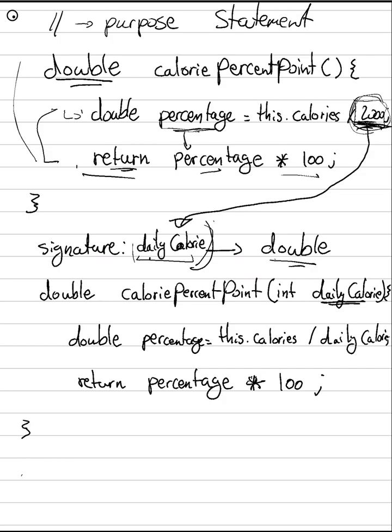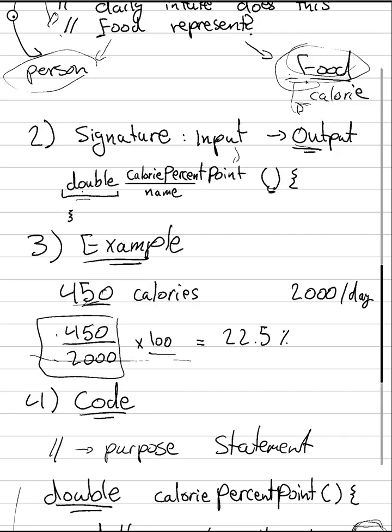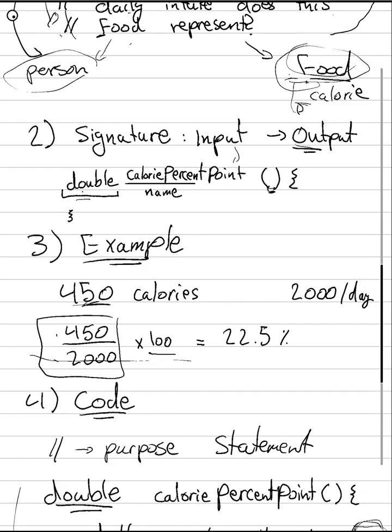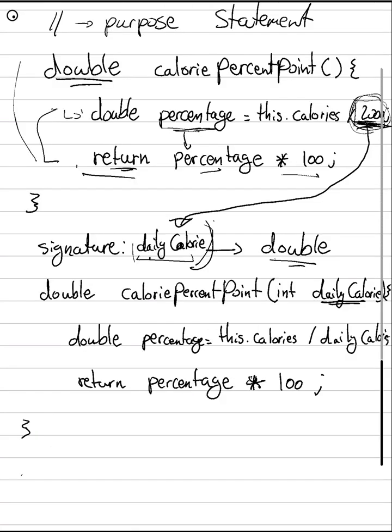Yes. So now we need to also change our purpose statement. So remember, in our purpose statement, initially we said, what percentage of the daily intake does this food represent? Initially it should say based on a 2,000 calorie intake. Right. But now, this purpose statement is actually more accurate. Now we can say with the given calorie intake. Does that make sense? Exactly.